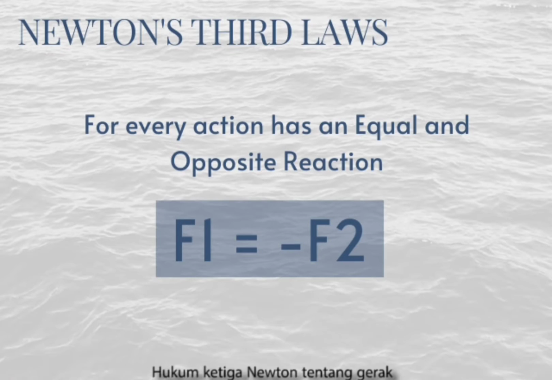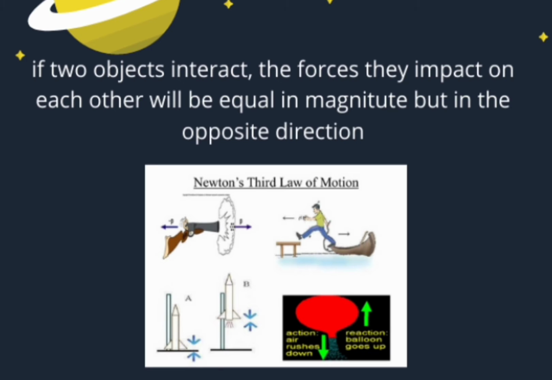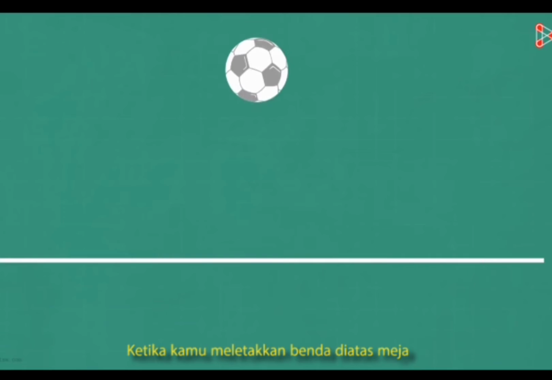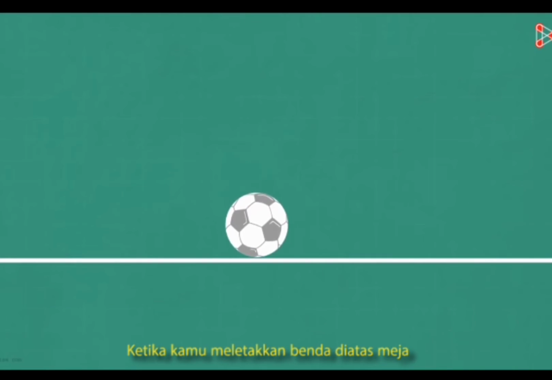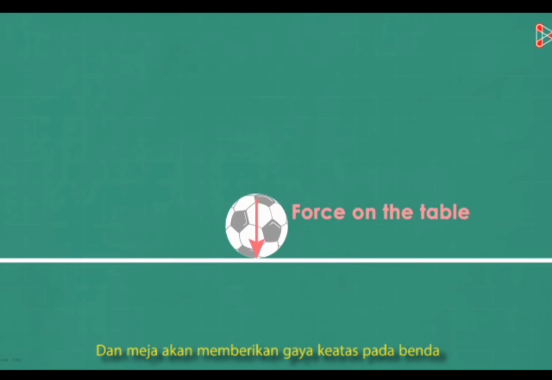Newton's third law of motion is most famously stated as follows: for every action, there is an equal and opposite reaction. It means that if two objects interact, the forces they exert on each other will be equal in magnitude but in the opposite direction. When you place an object on a table, the object exerts a force on the table and the table exerts an upward force on the object.